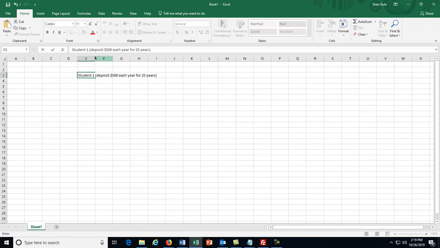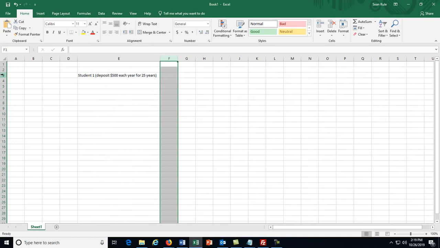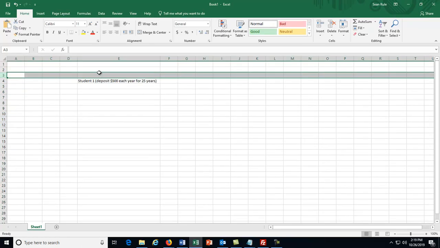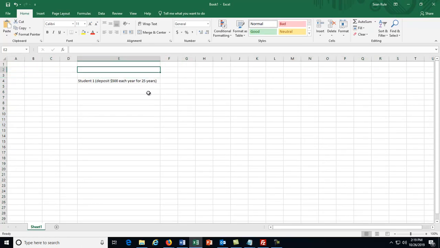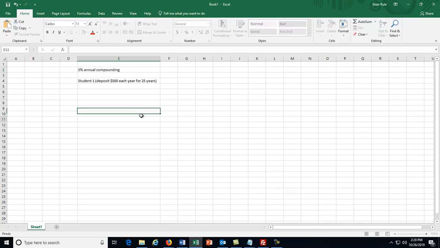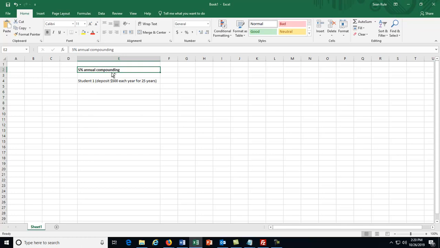And we're going to make an assumption here. Let's put a little insert here. We're going to assume that both of these accounts get 5% annual compounding. Okay, I'm just putting that there for me to remember to use it later. And the reason that's important is because this is going to be a long-term account. They're generally going to have higher interest payouts for these accounts.